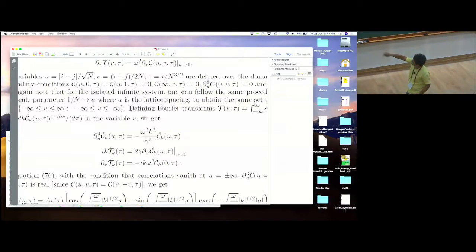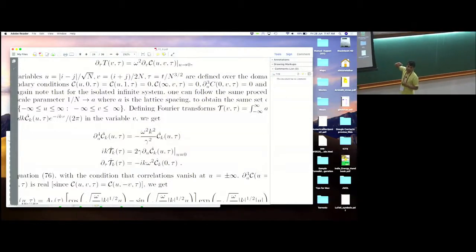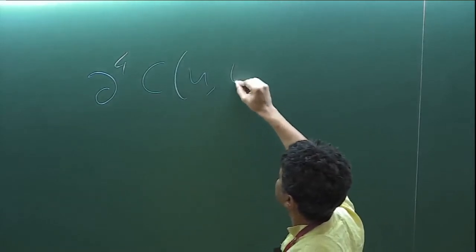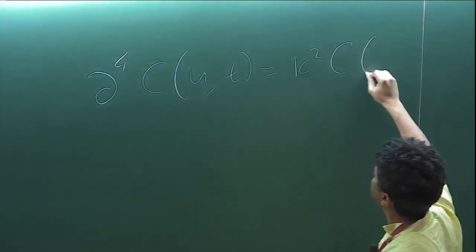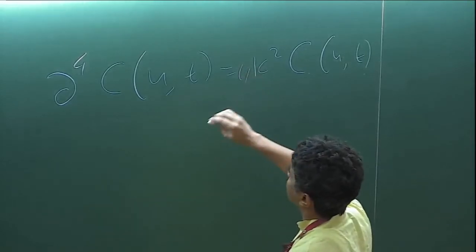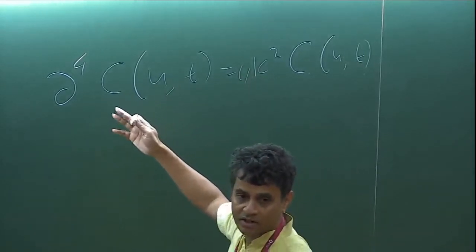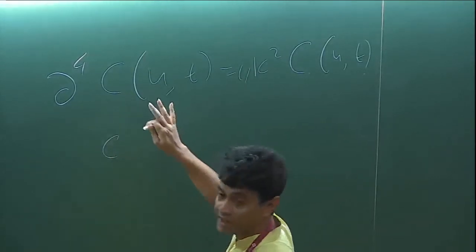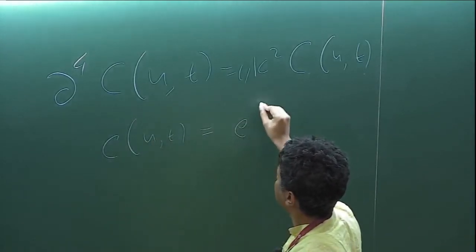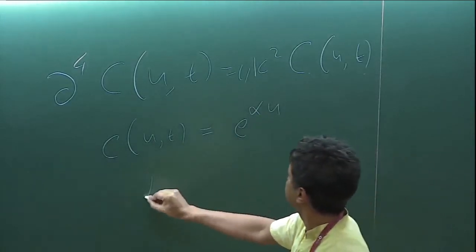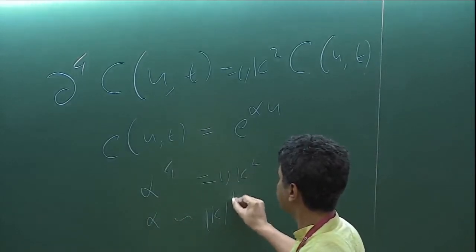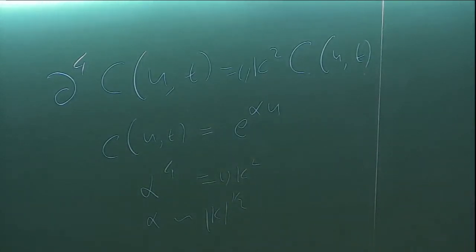Now when you solve this equation, I just want to say, how do you get a k to the power 3/2? The basic idea is you have del 4 of C(u,t) equals k square C(u,t), with some constants. You want to try a solution of the form e to the power alpha u. If you put this in, you see that you get alpha to the power 4 is equal to k square, so alpha goes as k to the power half, and that's how the k to the power half comes. It's a little bit more algebra.